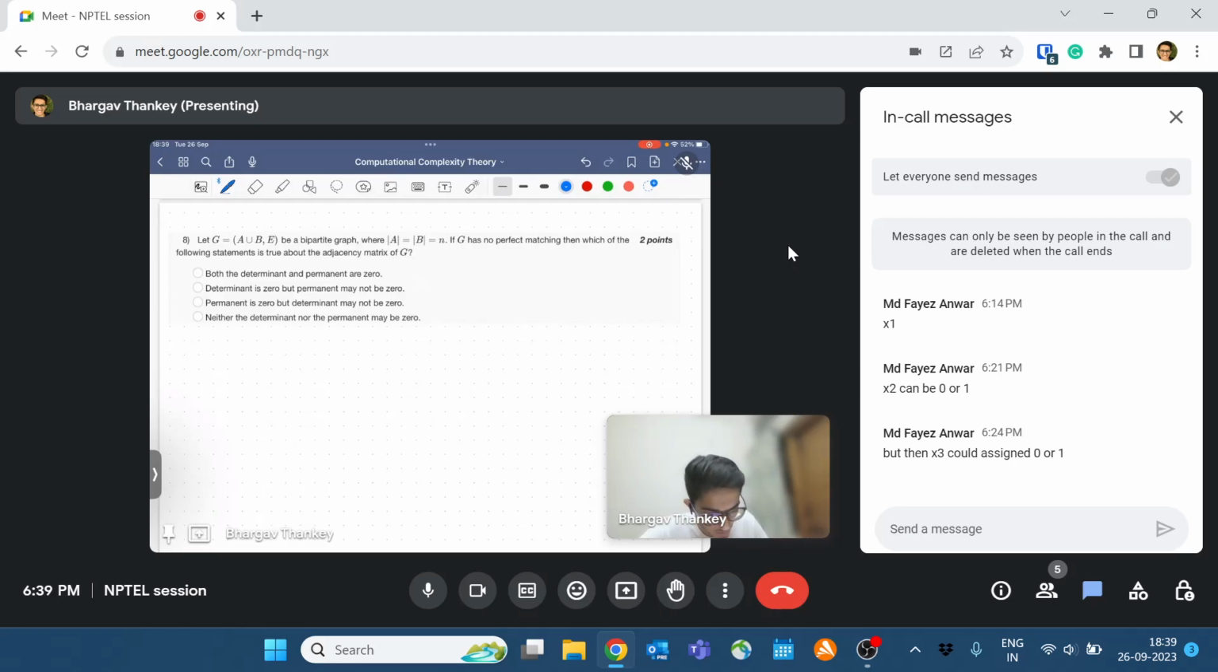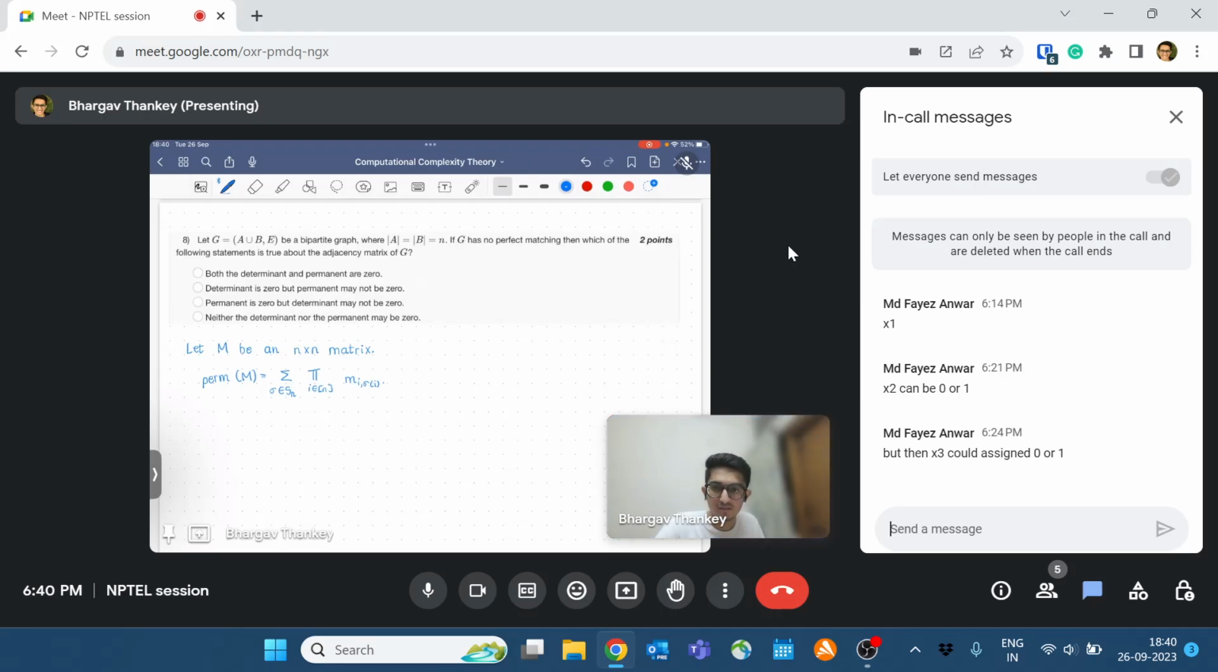Okay. So A and B are already used over here. So let M be a matrix. And the permanent of M is the sum over all permutations sigma on n, of the product over all i in n, of M i sigma i. So this is the permanent of M.